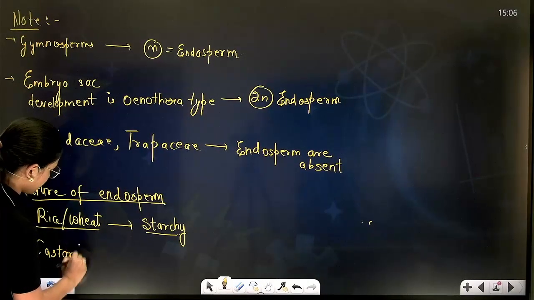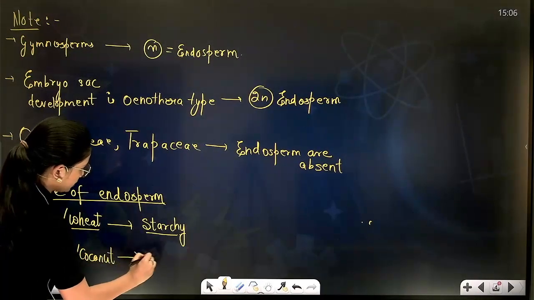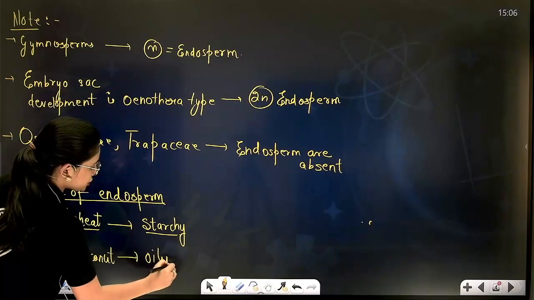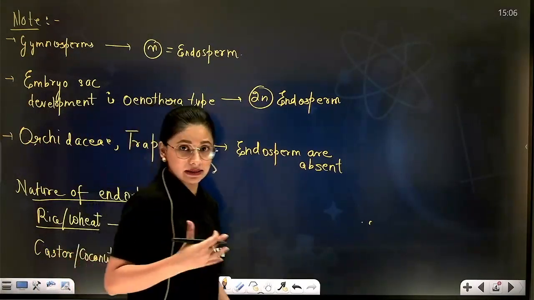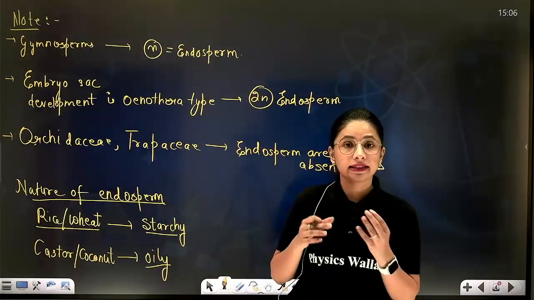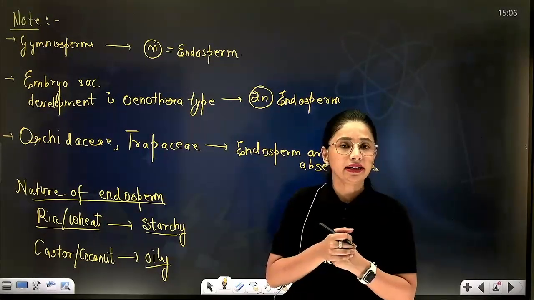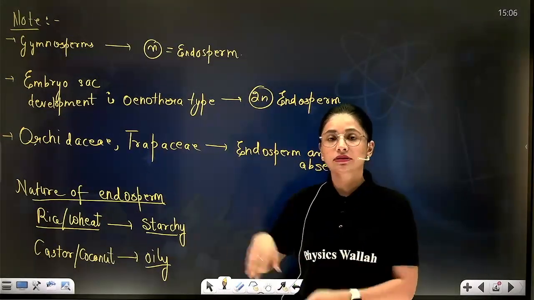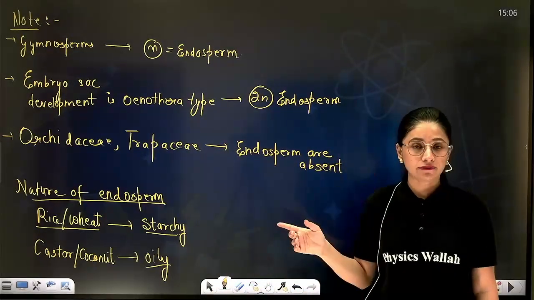So, castor or coconut, the endosperm nature is oily. Now, in grains, like pulses, the endosperm is usually proteinaceous in nature, right? So, these are certain examples for the nature of endosperm, which you have to remember.